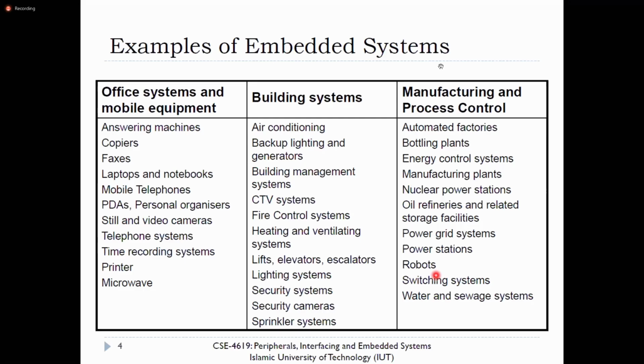We have some other very hazardous applications like nuclear power stations and energy control systems, where it is very hazardous for human beings to work directly. So in those cases, embedded systems play a vital role.